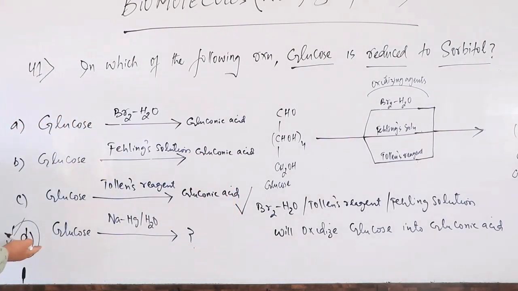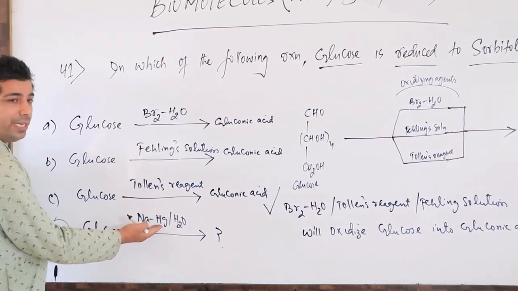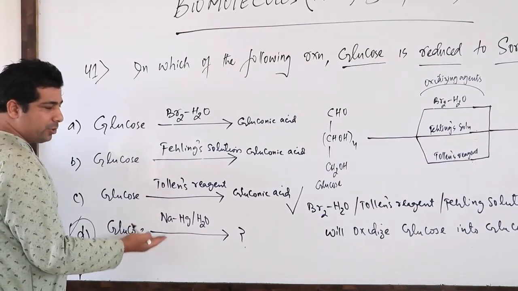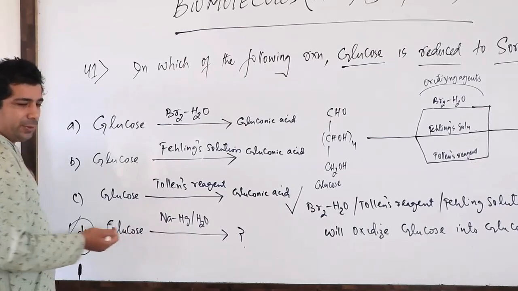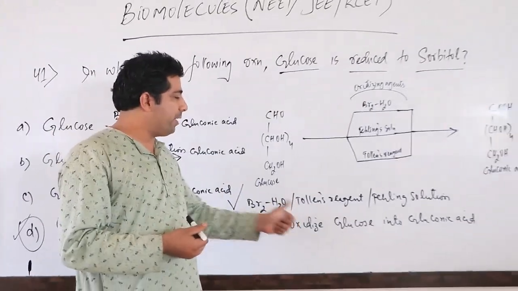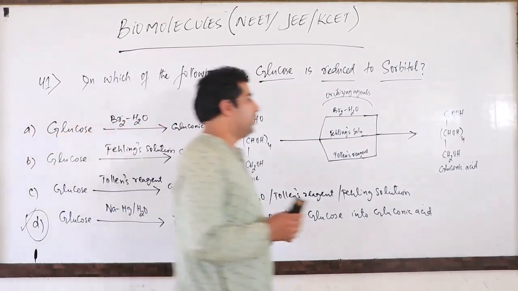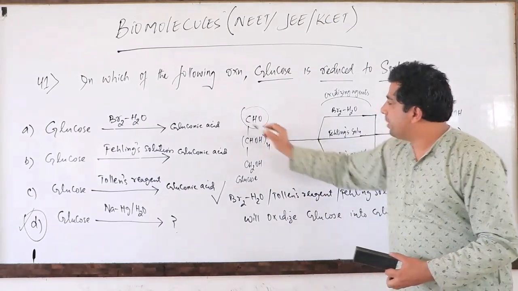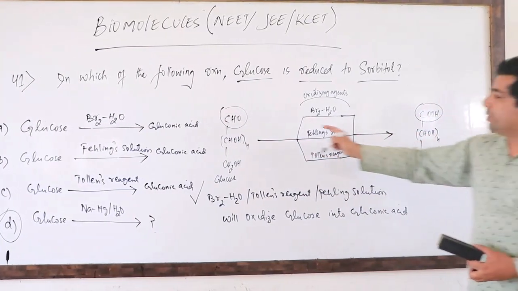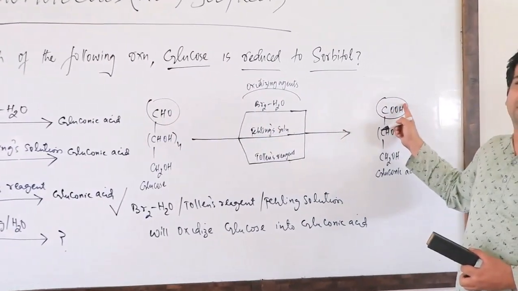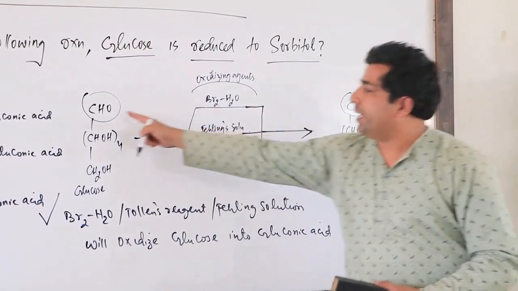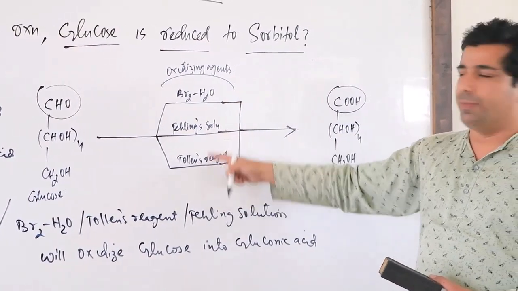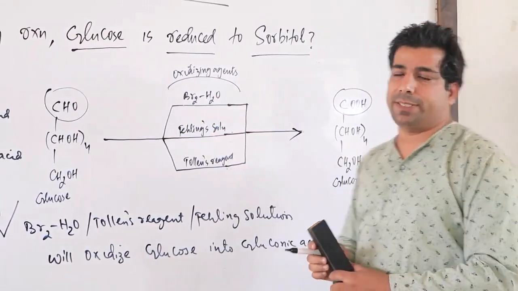So I told you that this is our answer because sodium amalgam is basically a reducing agent. In aqueous medium, it's a reducing agent. It will reduce the glucose into sorbitol. So let us understand this reaction D also. I hope you would have written this reaction here. Look here, aldehyde group is basically oxidized to carboxyl group. So aldehyde is oxidized to carboxyl group by these substances, bromine water, Fehling solution and Tollens reagent, correct?